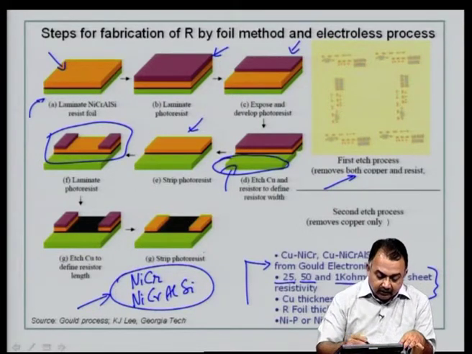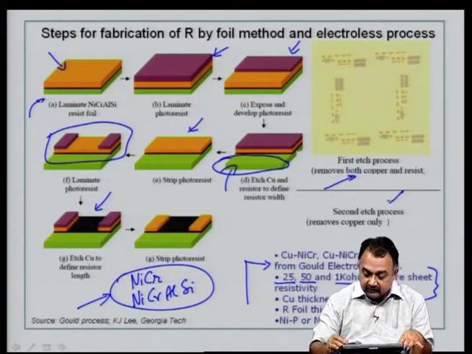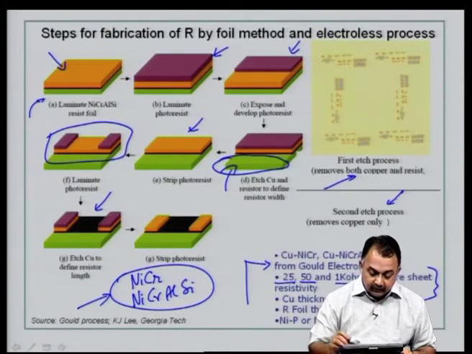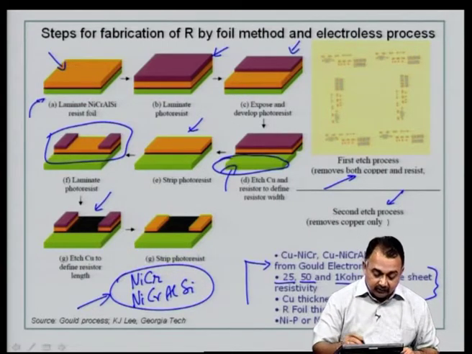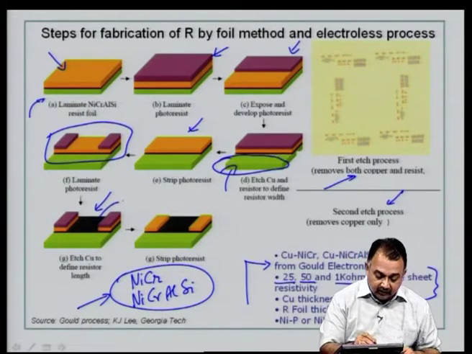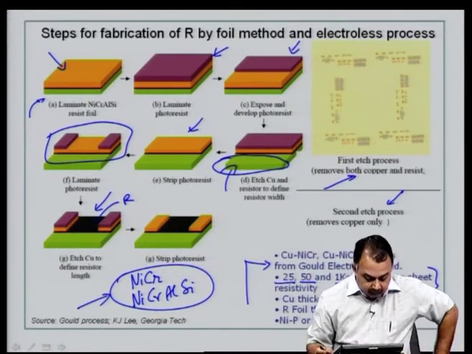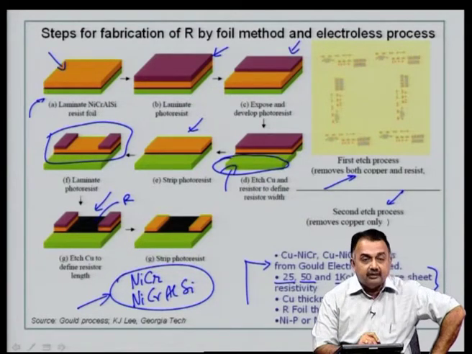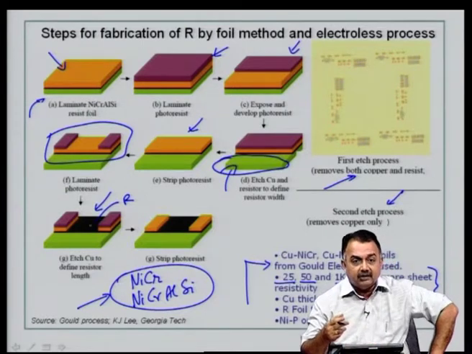Then after that you remove the copper from this base, only copper, not the resistor. So, the second etch process will remove copper only. The key here is the second etchant should not react with the resistor material. So, this is the R material. Now, you have defined the length and the width of the resistor by a double step etching process.